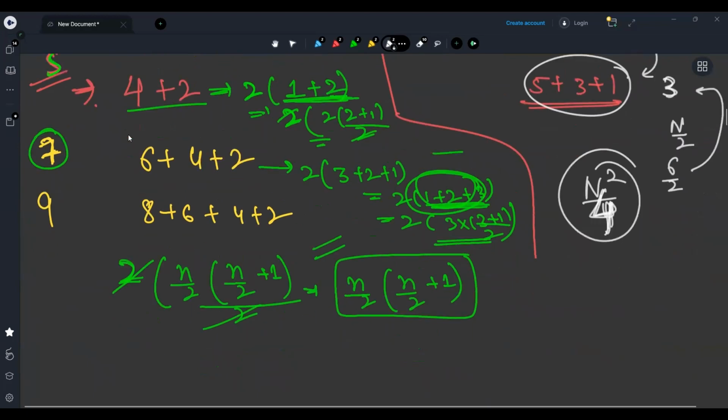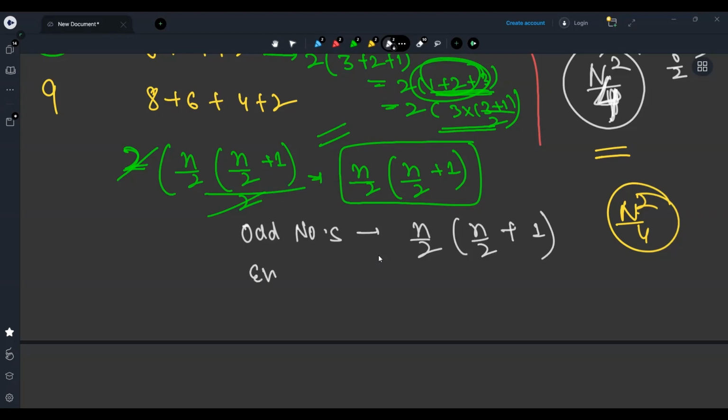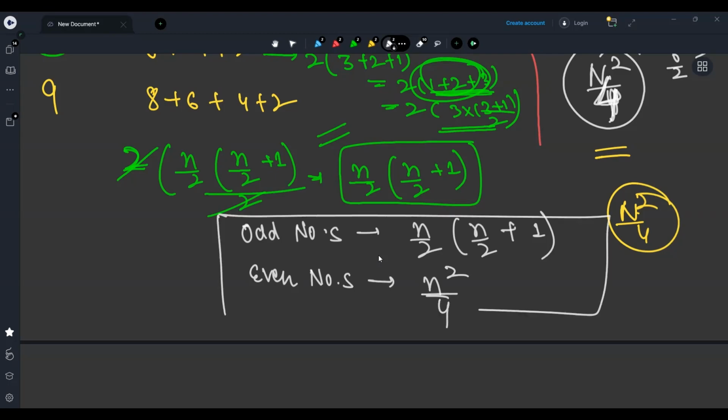N square by 4. And we have two formulas currently. For odd numbers, we have n by 2 into n by 2 plus 1. And for even numbers, it will be n square by 4. So we have to use these formulas and apply them in code. So let's apply.